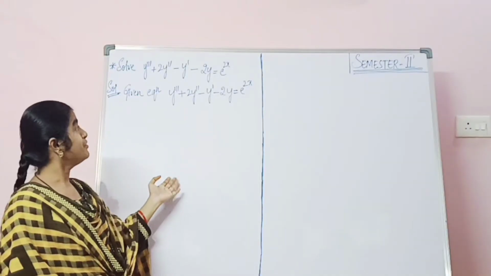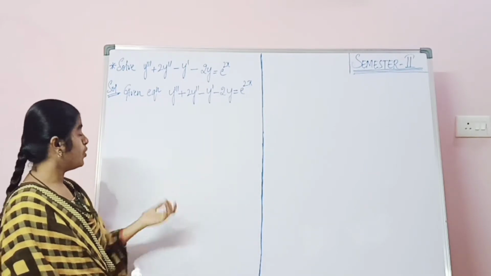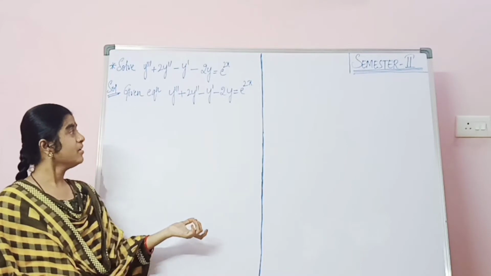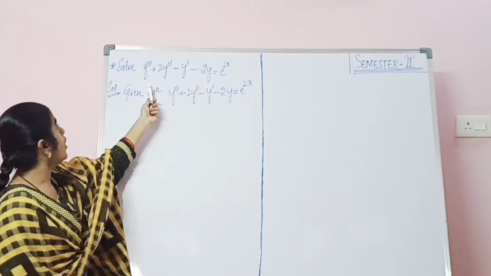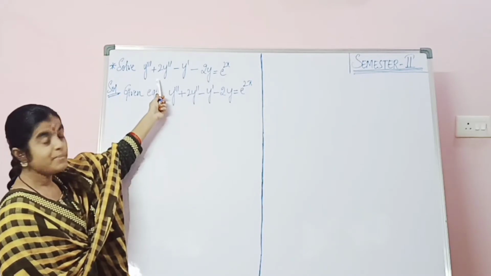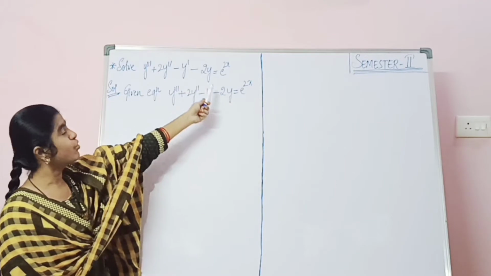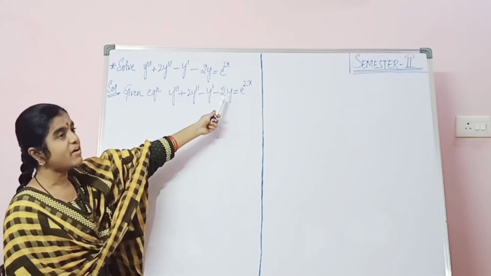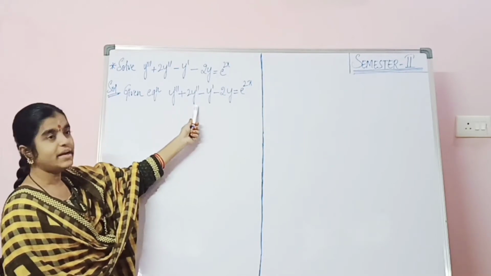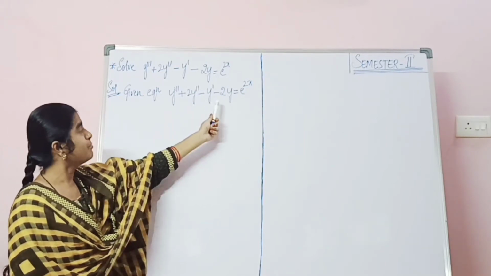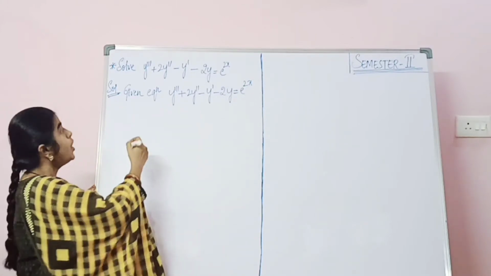Now let us solve a few sums based on each of the cases which we have discussed earlier. Remember the cases thoroughly, so it will be easy to solve the sums. Question: solve y triple dash plus 2y double dash minus y dash minus 2y equals e power 2x. Now we should write this in operator form.